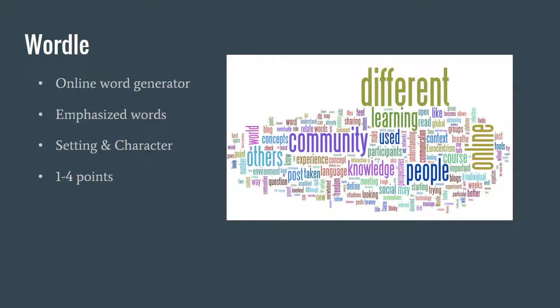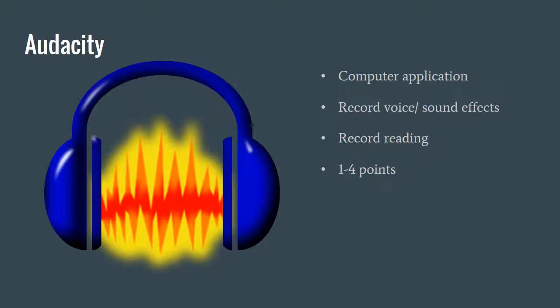Students can score 1 to 4 points on this assessment. The third assessment is based on the second IEP goal, which is reading fluency. In this assessment, students will utilize the computer application Audacity. Audacity is an application that allows individuals to record themselves and add sound effects. In this case, students will record themselves reading the close read.